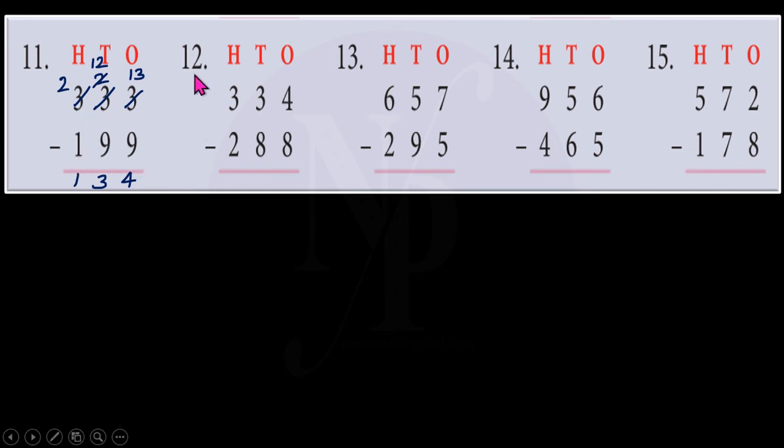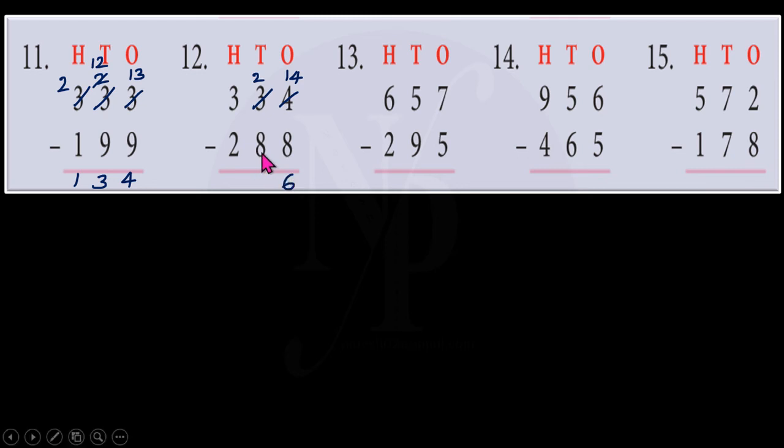Question number 12. 334 minus 288. So to subtract 8 from 4, we regroup. We make this 2 tens and borrow 1 ten to the ones column. This becomes 14 ones. Subtracting 8 from 14 ones, you get 6 ones.